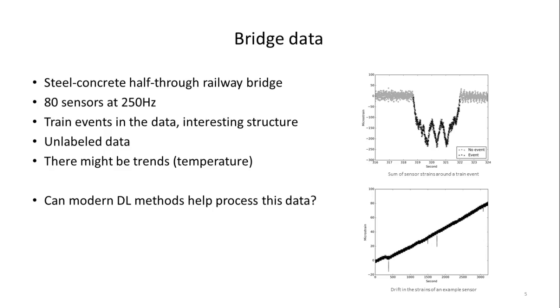The data are also non-homogeneous. There might be drifts, like the one that you can see in the second picture over here. These drifts might occur due to external factors, such as temperature changes during the day, for instance. So the size of the data and this non-stationarity that we observed actually make the data hard to process. So the question is, can modern representation learning methods based on deep learning help us process such data?